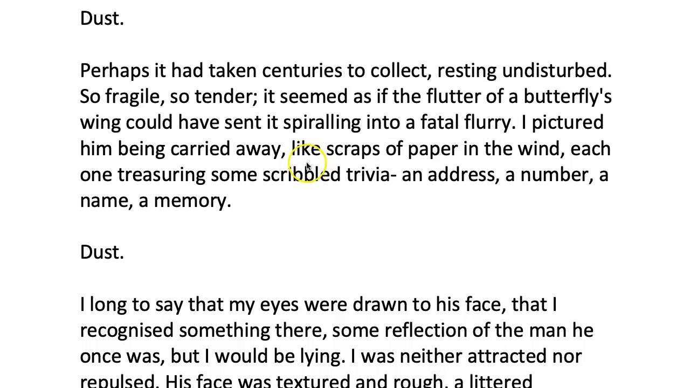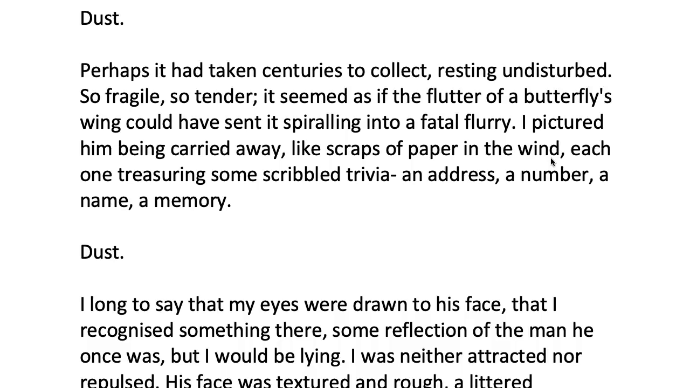And then that idea is built on further with this simile, like scraps of paper in the wind. So on the one hand, it's the dust that looks like scraps of paper in the wind, but even more imaginatively, it's the person himself being carried away who looks like scraps of paper.